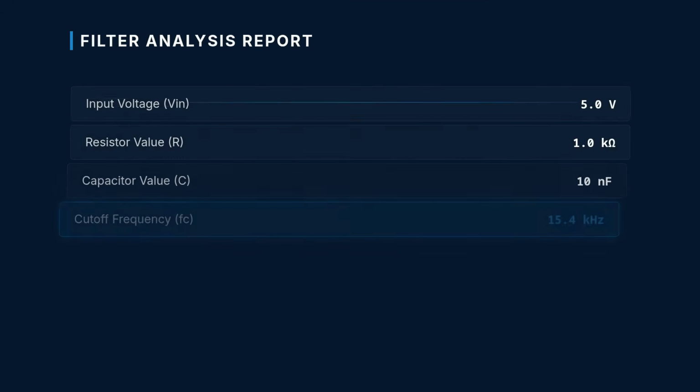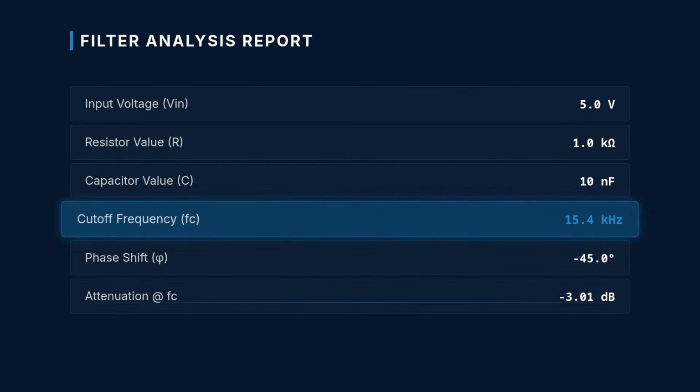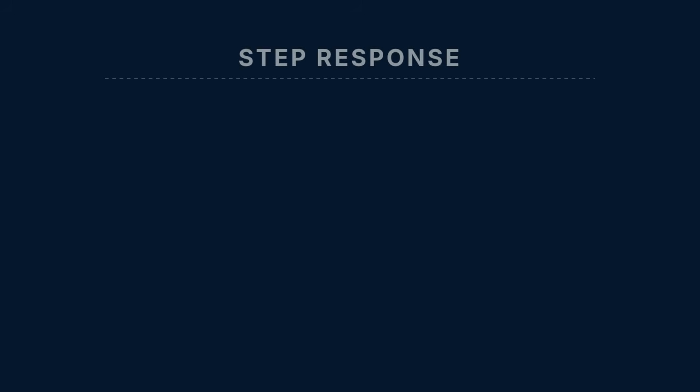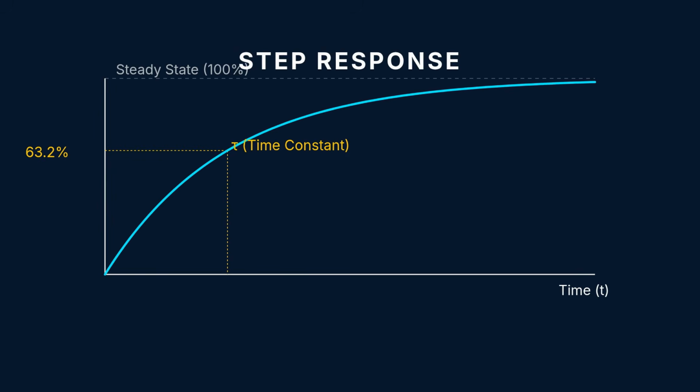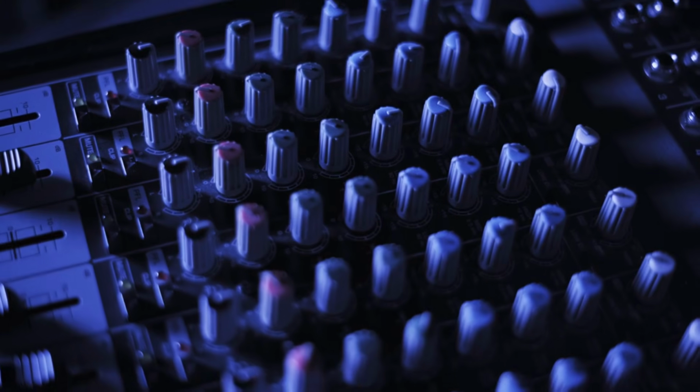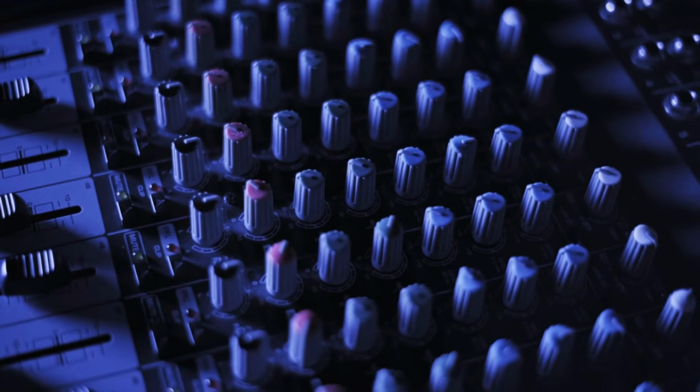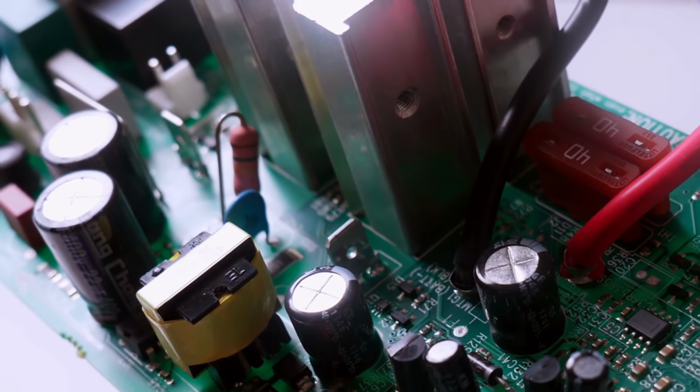The primary output is the cutoff frequency, which tells you the frequency at which your filter attenuates the signal by 3 decibels. This is the point where the output power drops to half of the input power. The calculator may also show additional parameters like the time constant, which indicates how quickly the filter responds to changes in the input signal. This tool is essential for designing filters in audio circuits, power supplies, and sensor applications.